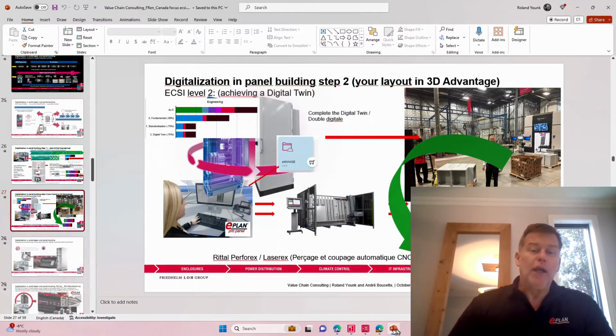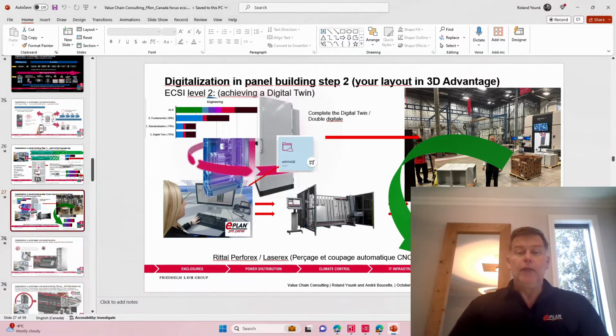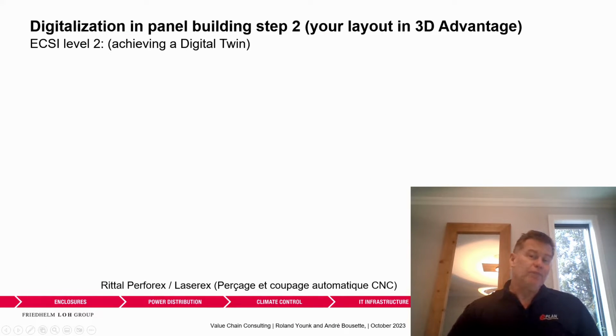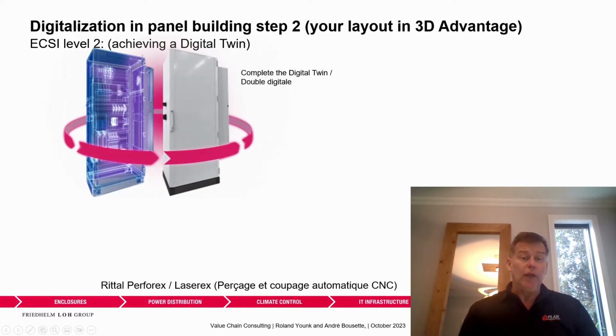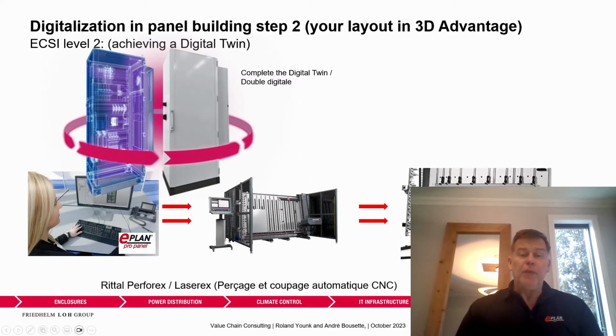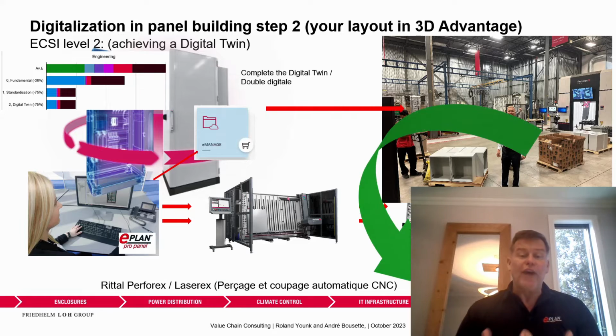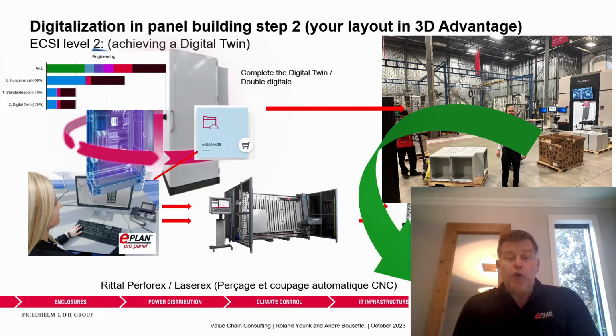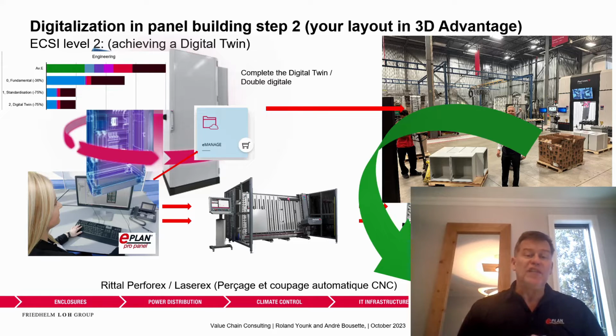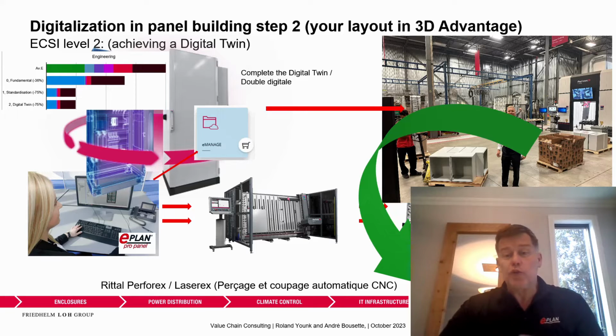Well, behind the scenes, one thing that a lot of people do not necessarily know is that with the digital twin also comes a very interesting benefit, the benefit of being able to prefabricate all of the holes on a Perforex or on a LaserX. Technically, you can send your project via eManage to the Retail Application Center. They will ship you the panel completely pre-drilled. This is one of the interesting aspects.